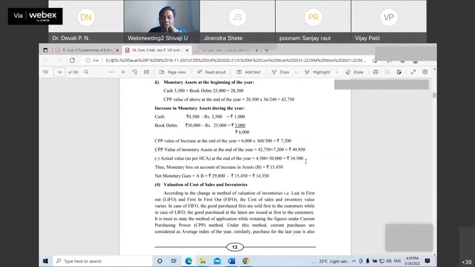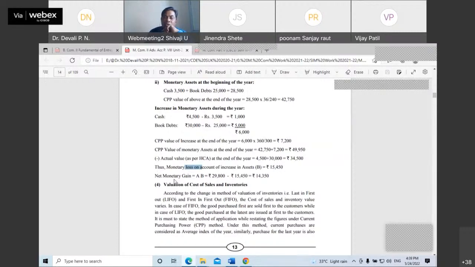So we have to deduct it: 49,950 minus 34,500. You will get 15,450. So here the net monetary gain means whatever liabilities and whatever assets you are getting under this particular CPP that you are going to consider. So see, liabilities are more than assets, and that's why we are suffering from loss.